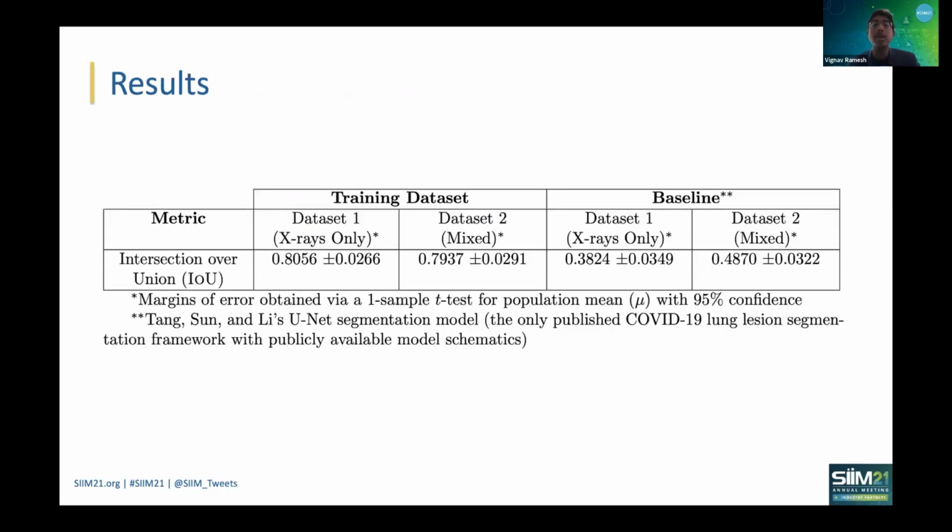Okay, so here are the results of our model. When trained on dataset 1, the proposed model achieved an IOU score of 0.81 plus or minus a 0.03 margin of error. When trained on dataset 2, it achieved an IOU of 0.79 with the same 0.03 margin of error. So the similarity between these results indicates that we can replace up to 83% of chest X-ray training images with X-ray projections generated from CTs while maintaining model accuracy.